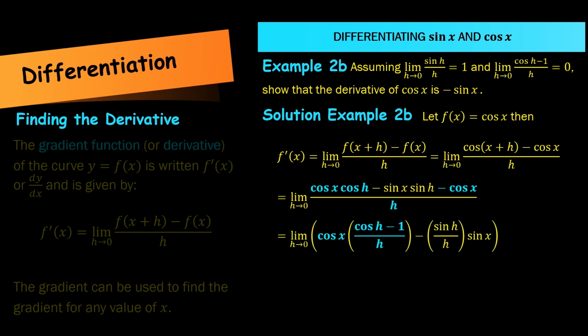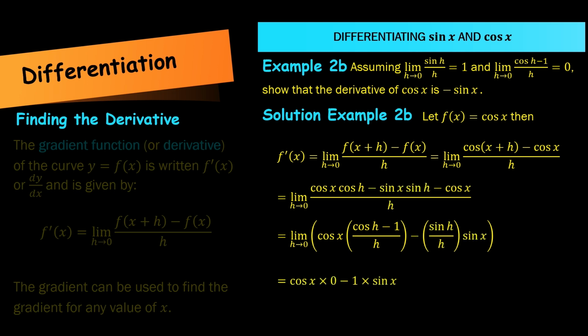Next we collect the terms as shown and factor out cos x to give us cos x times (cos h minus 1) all over h, minus (sin h over h) times sin x, as shown. So we have cos x as it is in the formula.